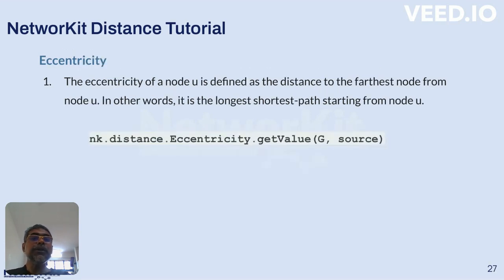Eccentricity: the eccentricity of node U is defined as the distance to the farthest node from the node U. In other words, it's the longest shortest path starting from node U. So this is the piece of code for it: nk.distance.Eccentricity.getValue(G, source).